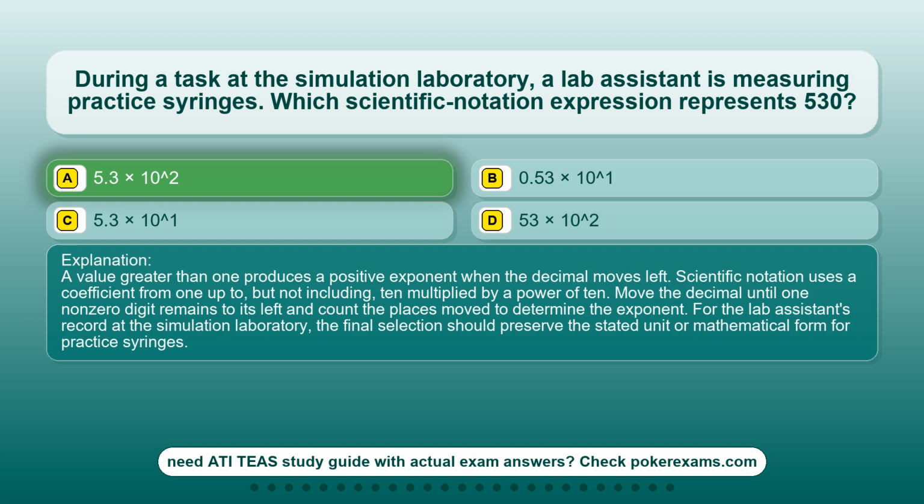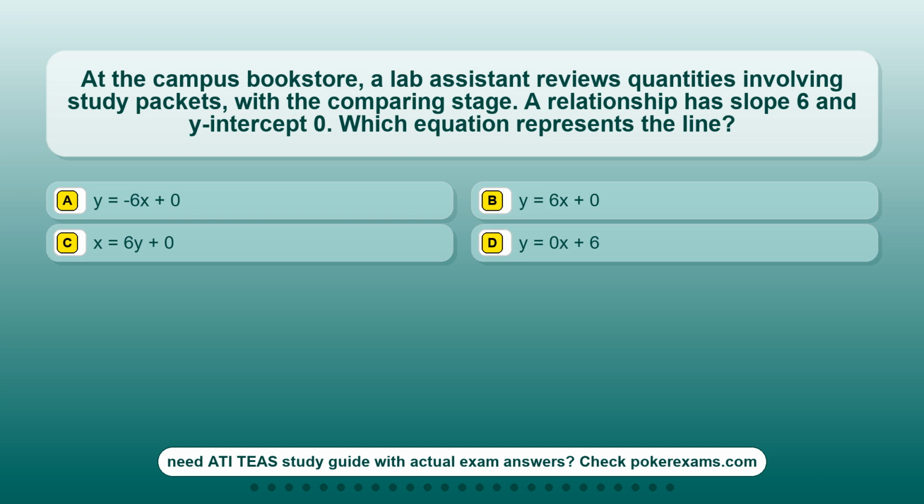A value greater than 1 produces a positive exponent when the decimal moves left. Scientific notation uses a coefficient from 1 up to, but not including, 10 multiplied by a power of 10. Move the decimal until one non-zero digit remains to its left and count the places moved to determine the exponent. For the lab assistant's record at the simulation laboratory, the final selection should preserve the stated unit or mathematical form for practice syringes.